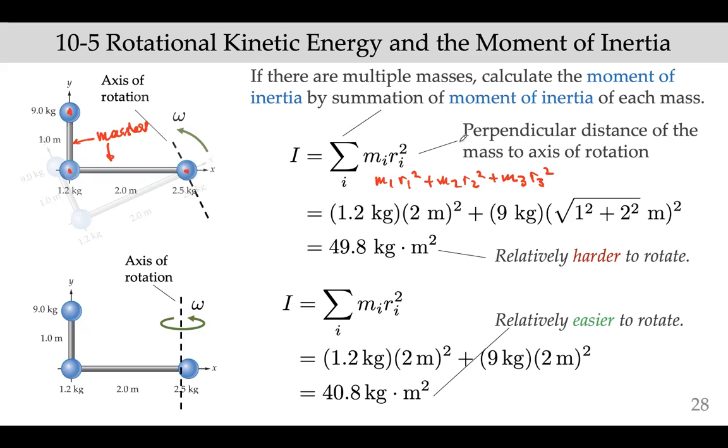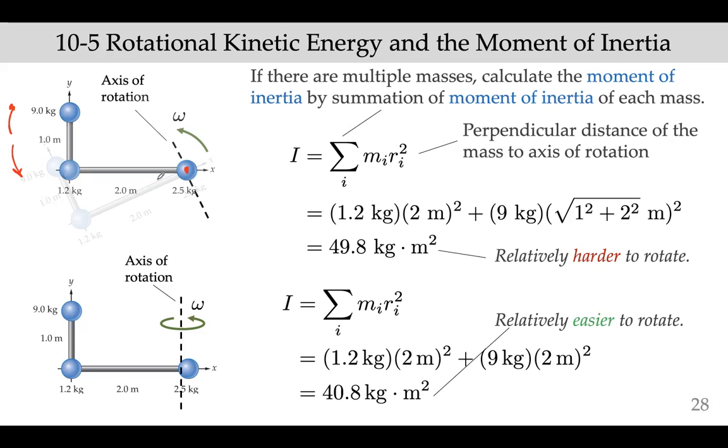Now what is this r? It's the perpendicular distance of the mass to the axis of rotation. So let's start with this one. We will write m times r squared for all terms. This is the axis of rotation. You can think of this as on the ground, and you fix it from this point, you nail it to the ground, and it can rotate clockwise or counterclockwise on the ground.